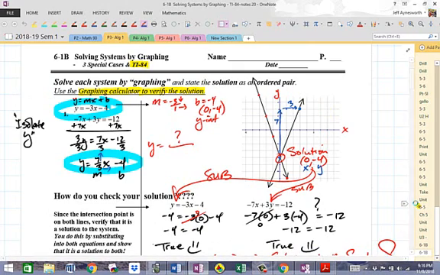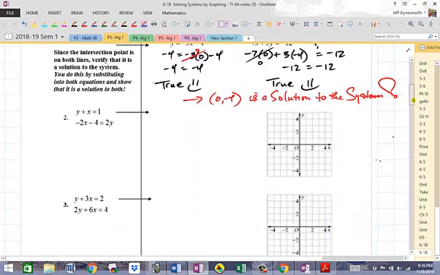Okay, so we explored the first case where the system has a single solution. When 2 lines intersect, they have a solution. It's the intersection point, so keep that in mind. The solution is the same thing as the intersection point. That's not the case for all systems, so let's explore the second case.